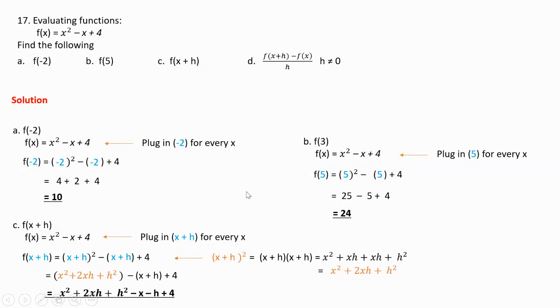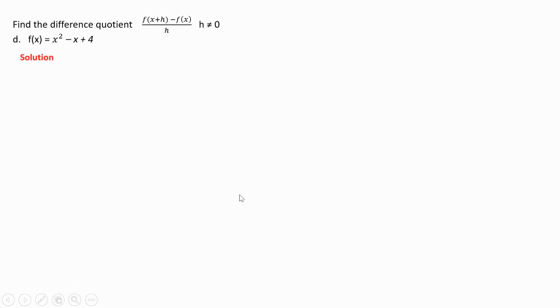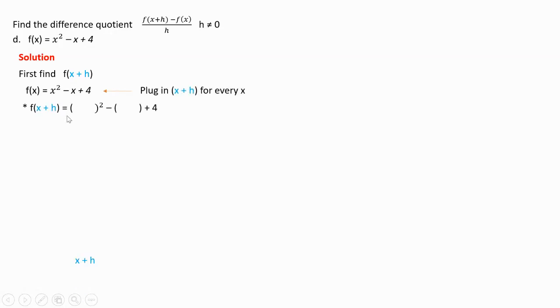Now let's find D. Remember, guys, I tell my students that this is called the difference quotient. I like to say we're going to do it in three parts. The first part, we have to find f of x plus h. The second part, we do f of x plus h minus f of x, and the third part, we're going to cancel the h's. So the result from last time, if we plug it in, we get the same thing as the previous one.